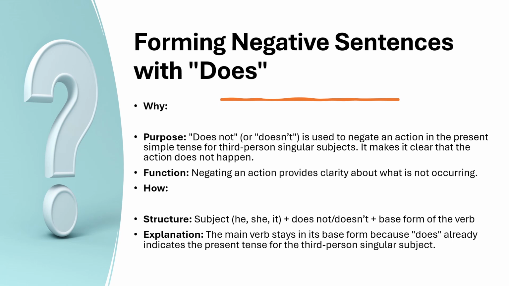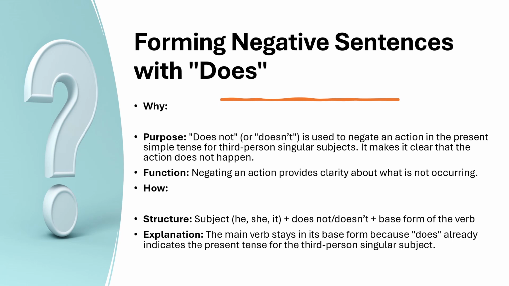How to form negative sentences with does? Does not or doesn't is used to negate an action in the present simple tense for third person singular subjects. It makes it clear that the action does not happen. Negating an action provides clarity about what is not occurring.